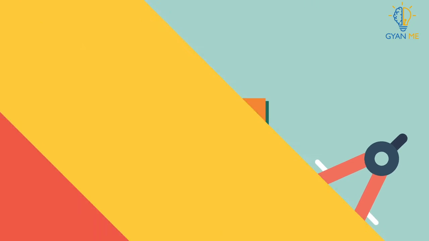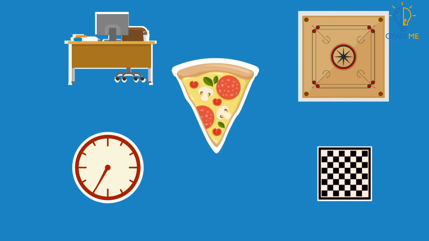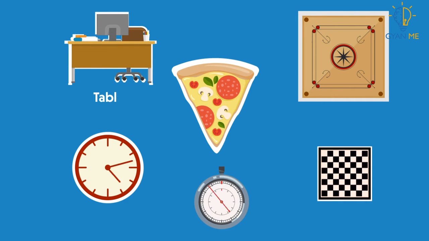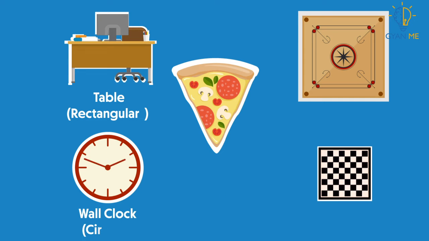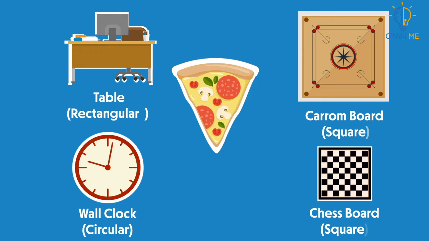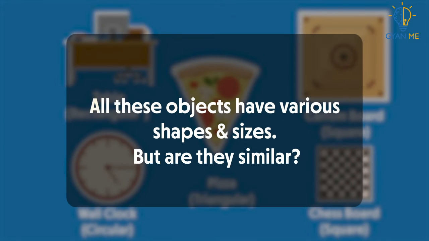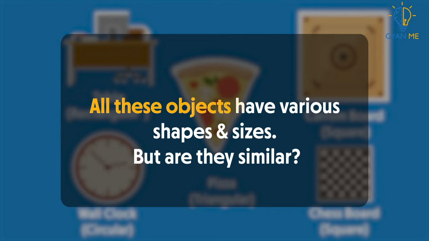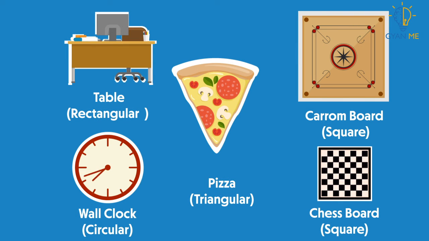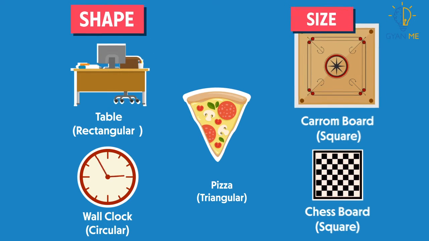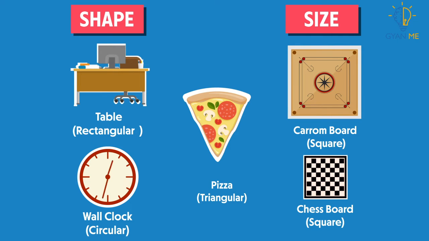Now students, observe these pictures. How many shapes can you identify? Yes, the table is rectangular. The wall clock is circular. The chessboard and carom board are square, while the pizza slice is triangular. Now as you can observe, all these objects have various shapes and sizes. So are they similar? No, of course not. They are not similar to each other. As we can say, they have different shapes and sizes. They don't have anything common between them.